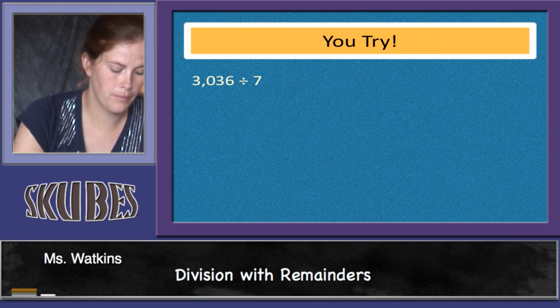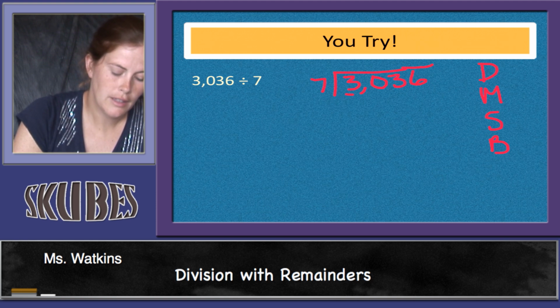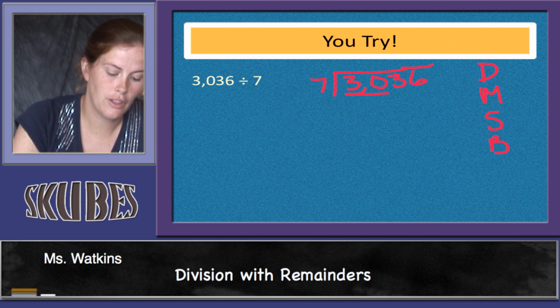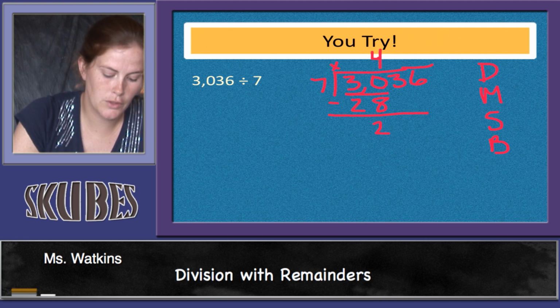All right, last problem. We have 3,036 divided by 7. Don't forget your steps. All right, 7 will not go into 3 evenly, so we'll do 7 into 30. 7 can go into 30 4 times. 4 times 7 equals 28. 30 minus 28 equals 2.